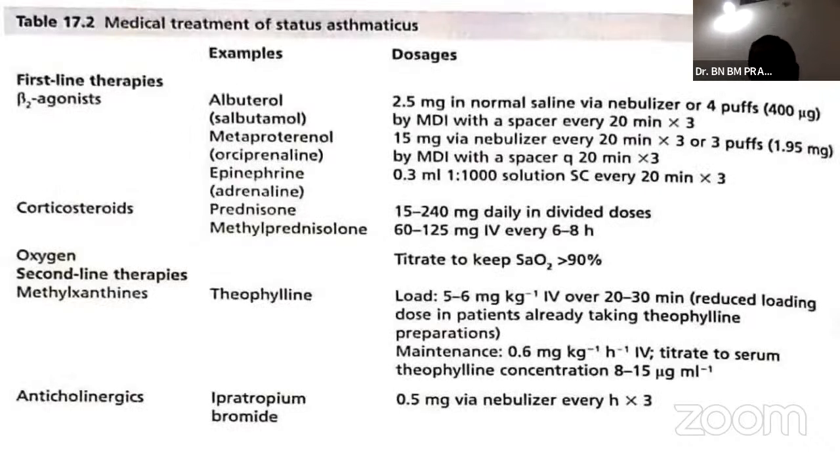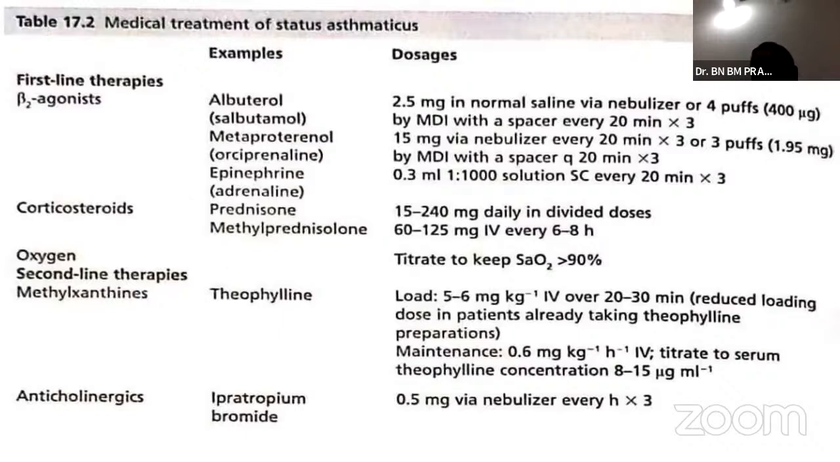So this is just a repetition of what I've already told you. The medical treatment of acute severe asthma: beta-2 agonists, you use salbutamol, terbutaline, epinephrine. They can all be used, with nebulization 2.5 milligram in normal saline via nebulizer, or 4 puffs to 8 puffs. That is, 4 puffs contain 400 microgram. It can be given through the spacer. It can be repeated every 20 minutes for 3 consecutive times.